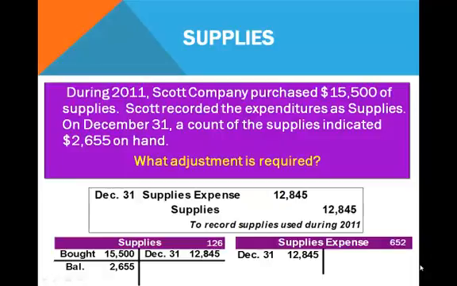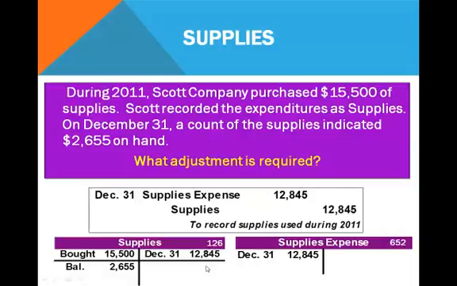So we've done an inventory to see what we have left, and that will tell us how much we have used up. So let's make the adjusting entry required on December 31, 2011 to get the balance in the supplies account stated properly. Debit or increase supplies expense by $12,845. That's the amount of the supplies used. And credit or reduce the asset account supplies by the same amount.